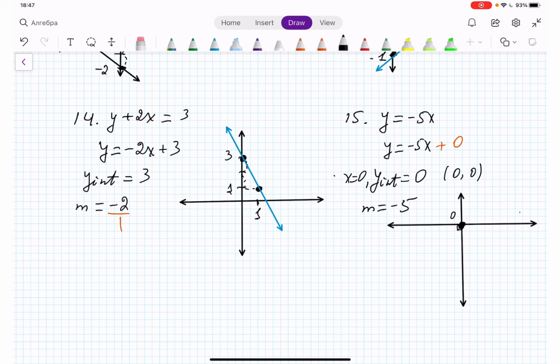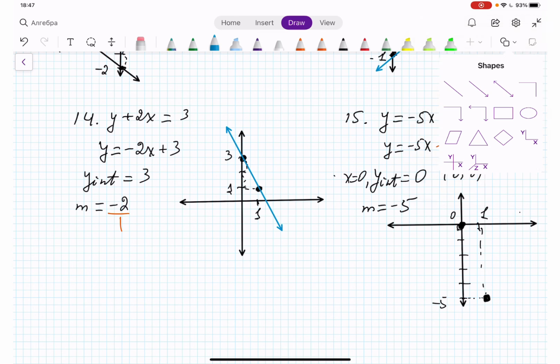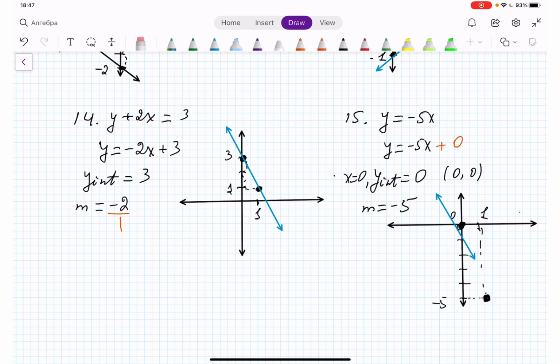Okay, and I'm going down by 5. 1, 2, 3, 4, 5. Negative 5, because I have negative 5, that means the denominator is 1, right? And I'm coming by a positive 1 denominator. There we go. And this is my graph. Okay, number 16.